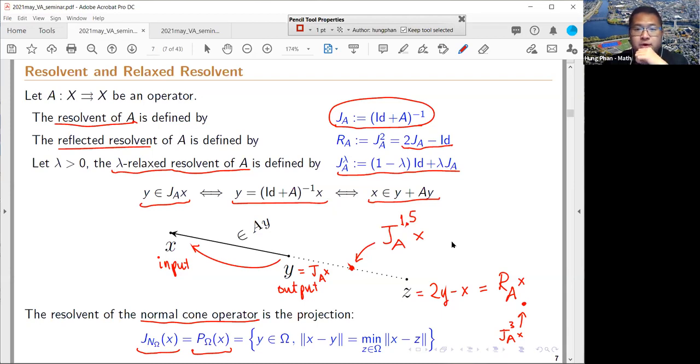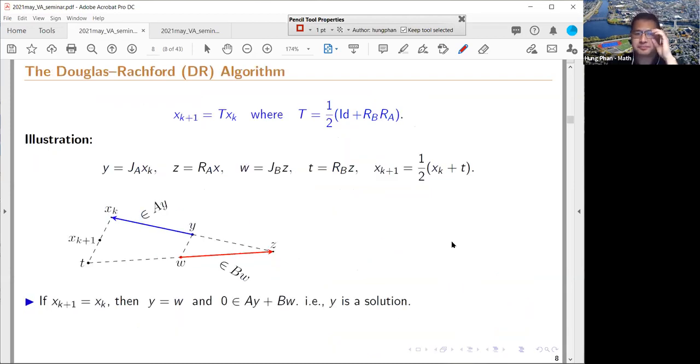All right, I will move on to the next slide. So now I will describe the Douglas-Rachford algorithm. The algorithm generates a sequence by the rule x_{k+1} equals T x_k, where T is one half of the identity plus the reflection over A composed with the reflection over the operator B.